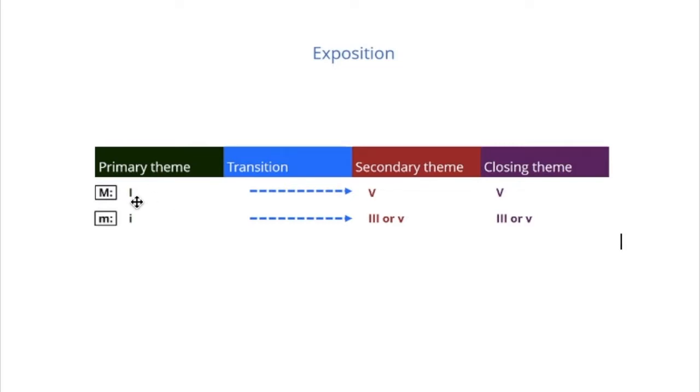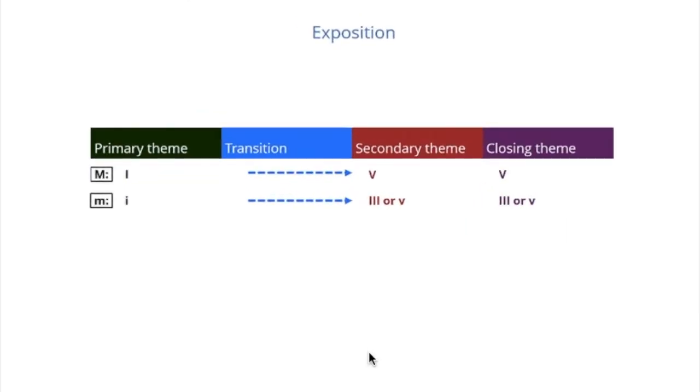So again, a journey through two key areas, primary and secondary, a transition to connect those two, and a closing to reconfirm the secondary key area. When you're analyzing the exposition of a sonata form, a good way to figure out the two key areas is to see what key the piece begins in, and what key the exposition ends in right before the repeat sign. That will be a very simple way to quickly identify what those two keys are.